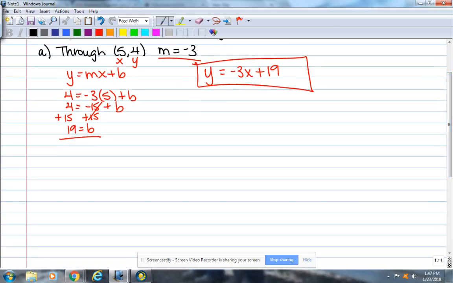So any questions about that? Was that easy? Do we need to see another example of that, or can we move on? One more. Okay. I got you. This time we're going to go through the point (8, negative 1) and have a slope of negative 1/2.